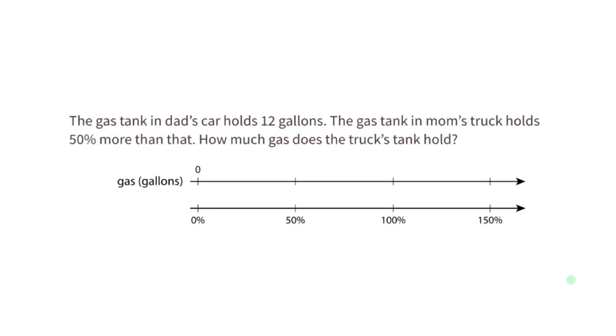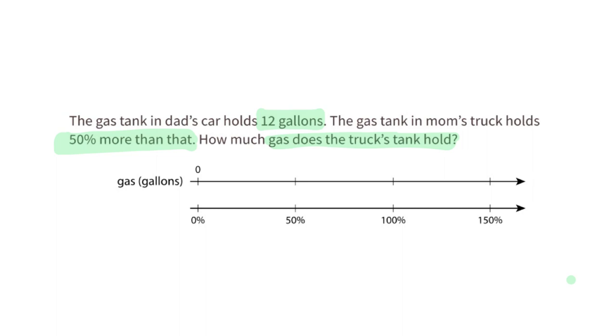So we're going to start by deciding what information in this is important. We know the 12 gallons is important. The 12 gallons is how much is in Dad's car. Then we know that Mom's truck holds 50% more than those 12 gallons. So that's 50% more than that. Then they're asking us to find how much gas the truck's tank holds. So in green, I'm highlighting either what we know or what they're asking us to find.